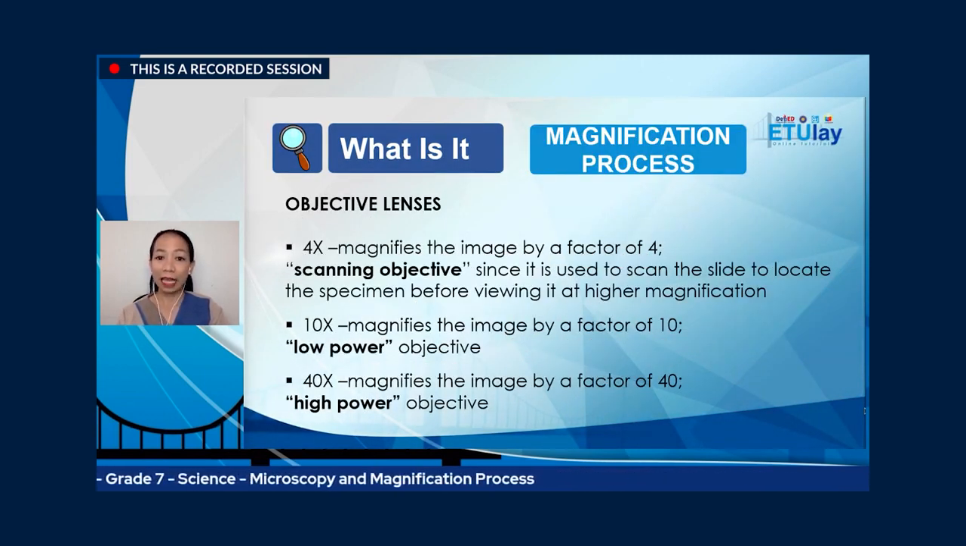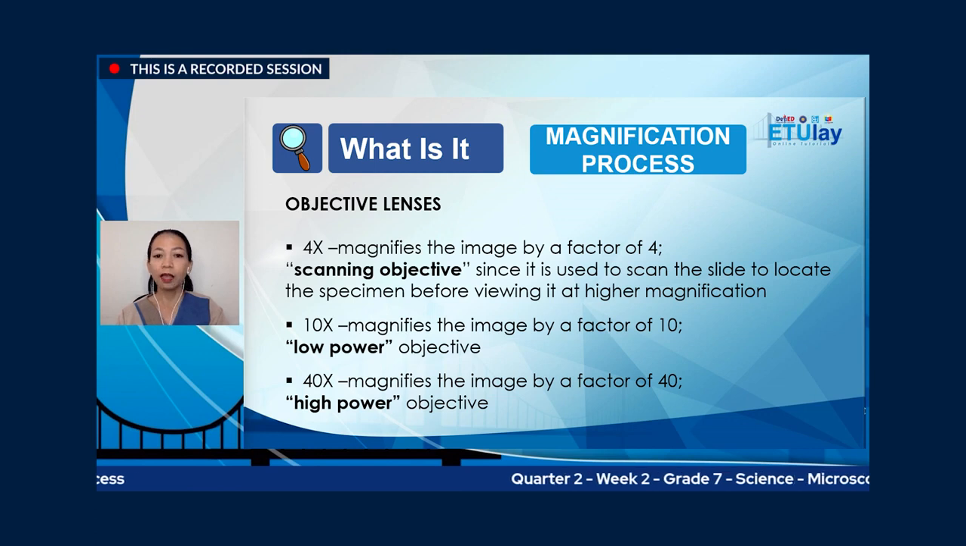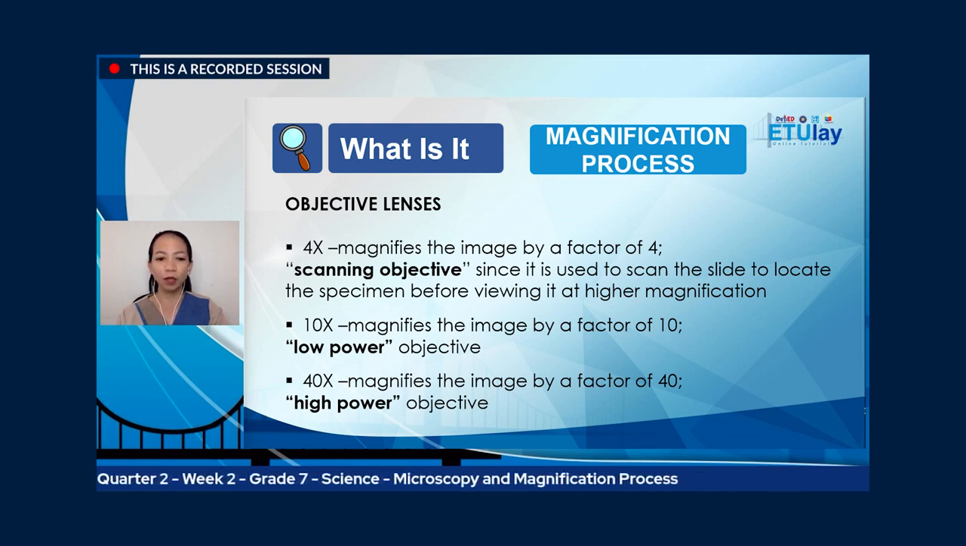Our objective lenses usually have the following powers. You have 4 times. This magnifies the image by a factor of 4. It's also referred to as the scanning objective, since it is used to scan the slide to locate the specimen before viewing it at a higher magnification.